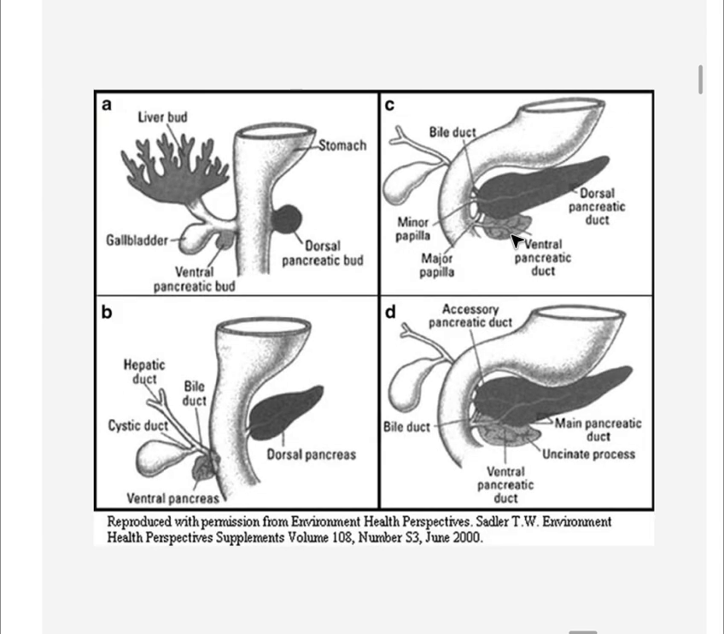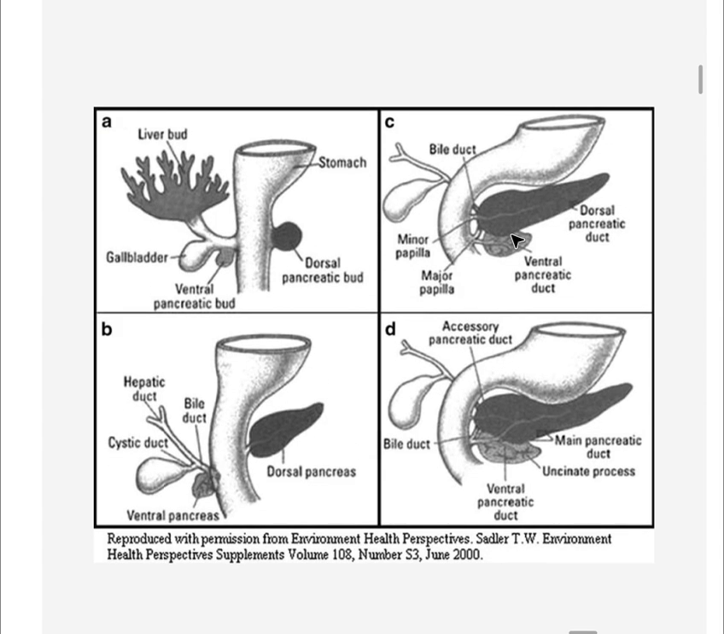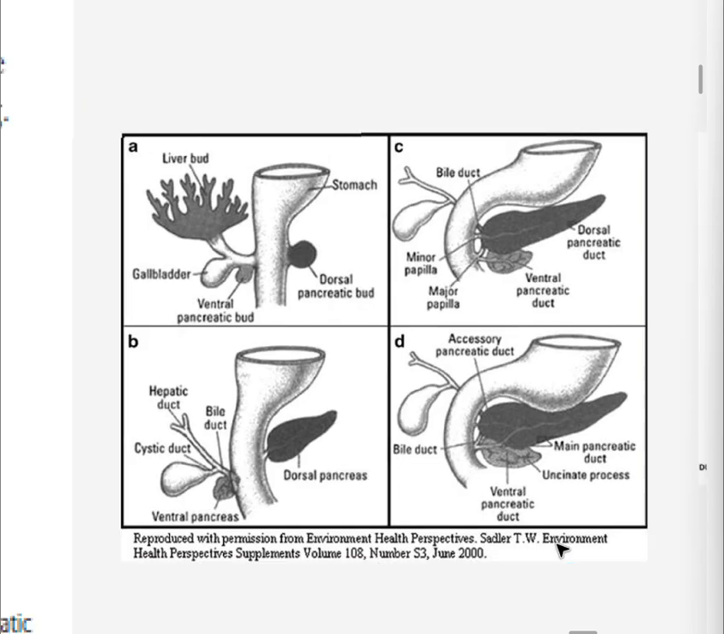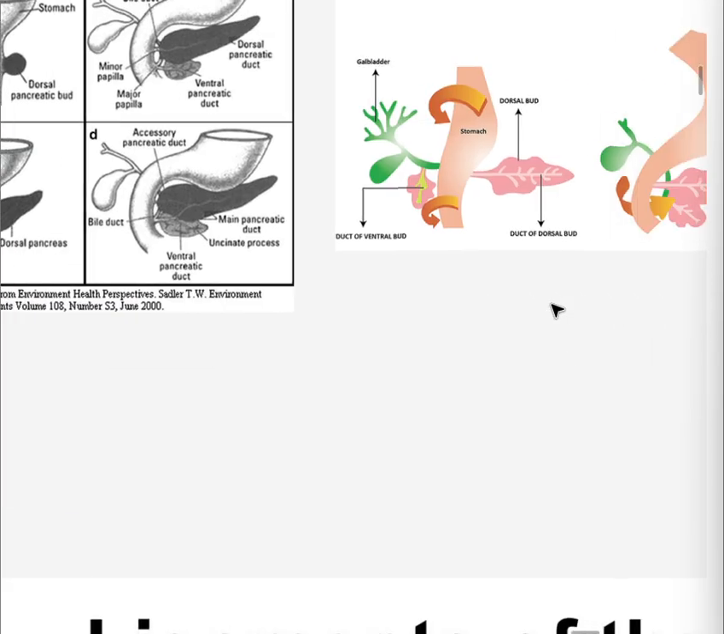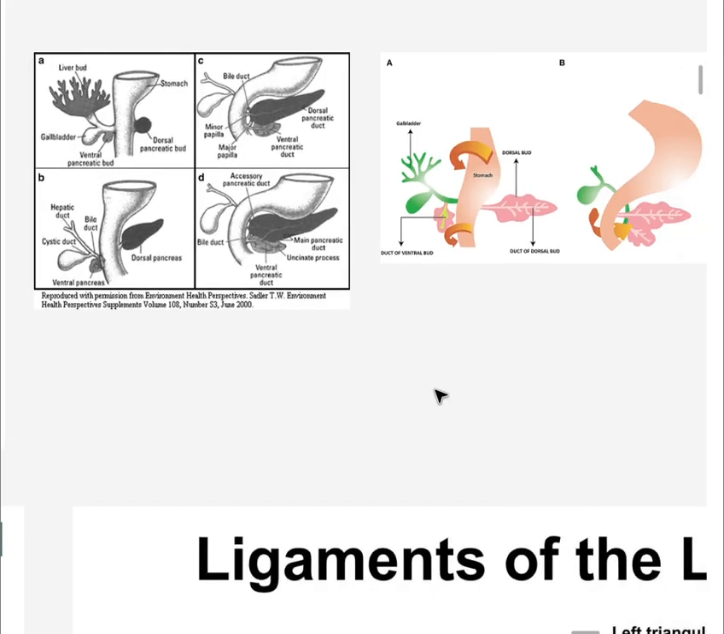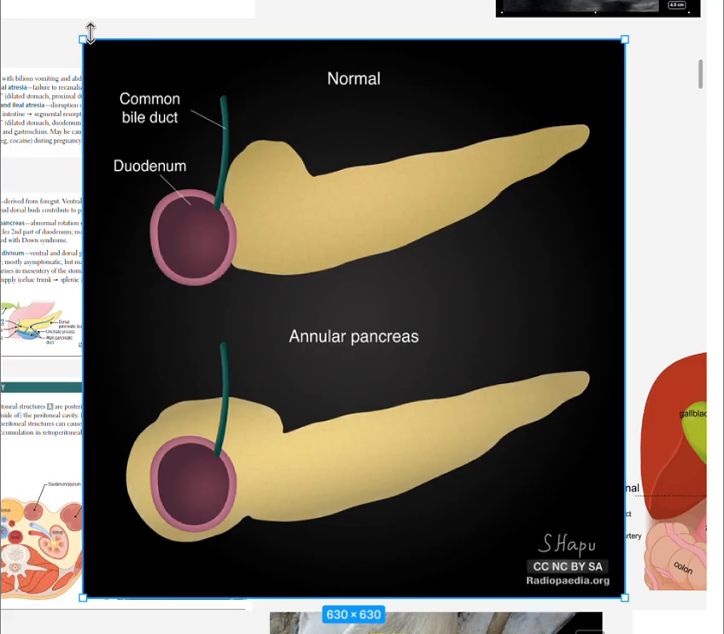So now, since we have embryology, we're going to have some congenital anomalies. Now, what happens is sometimes you have an abnormal rotation of the ventral pancreatic bud. When there is an abnormal rotation of the ventral pancreatic bud, we have something called the annular pancreas. Okay, so how do I show that to you? Let me post a picture here. Yes, can you see this?